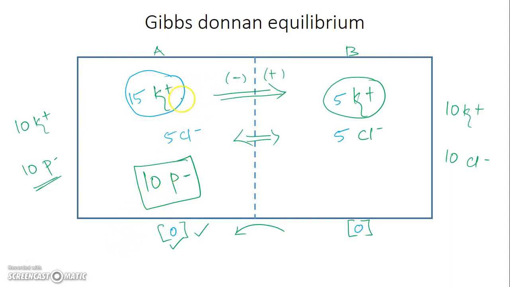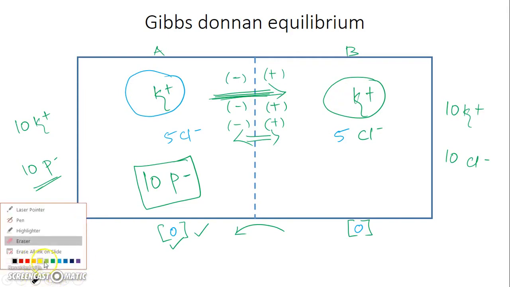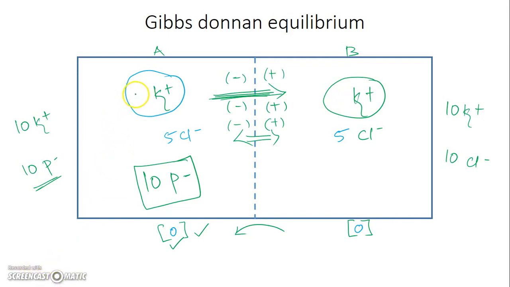But the concentration gradient is still driving the potassium in this direction. So gradually more and more positive charge will accumulate on this side and negative charge on this side. Once sufficient negative charge appears on this side, after a few molecules have moved, let's move 3 molecules and see what happens. Here it is 12 molecules of potassium, and here it is 8 ions of potassium. So it is like that.